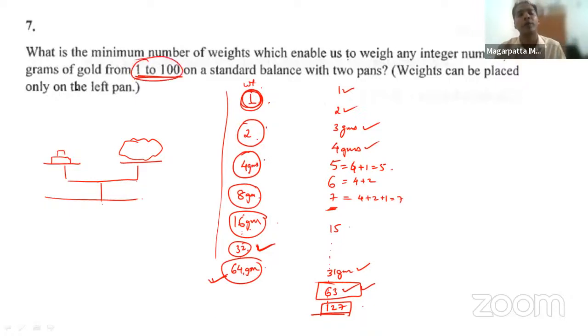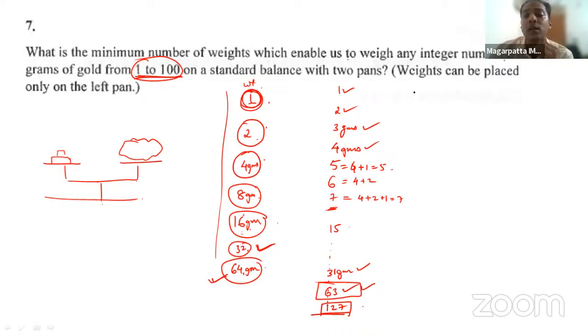If I want to weigh them using the minimum number of weights. Okay. If I were allowed to weigh using a lot of weights, I would have kept a lot of weights of 1 gram, 2 gram, 5 grams maybe. But here, because I wanted the minimum number of weights, I've done it this way.